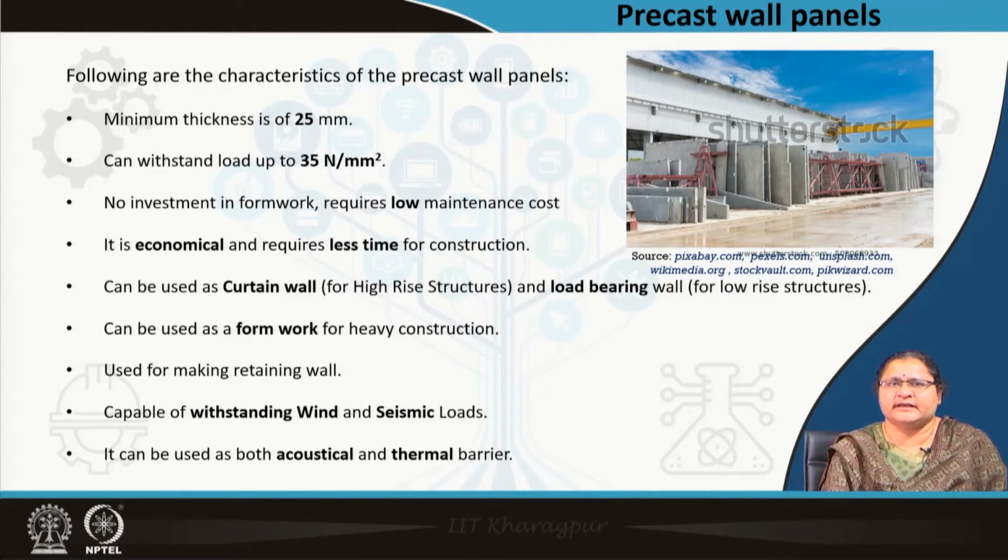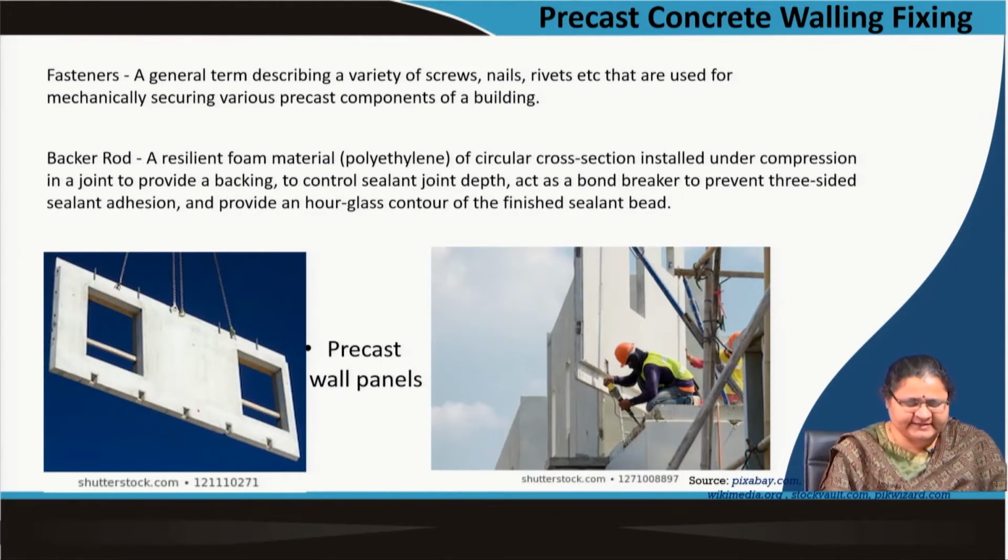These panels are further capable of withstanding wind and seismic loads because they are large in size, and they can be acoustical barrier as well as thermal barrier when they are having a composite nature. That is, two walls together with an air gap or filled in with EPS or glass wool, etc. So, we move to how they are fixed. As you see a clearer picture, you can see a lot of points are there here for anchorage, and also you can see some rods are popping out.